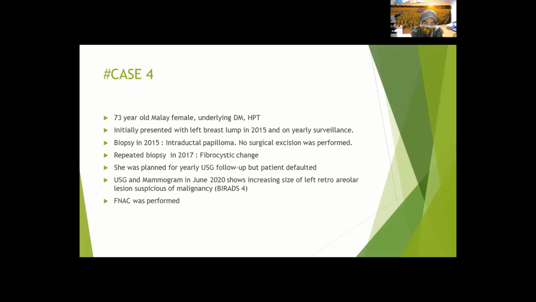However, the patient defaulted, and the latest ultrasound and mammogram in 2020, last year, showed an increasing size of the left retroareolar lesion. They were suspicious of BI-RADS 4. Because of that, they proceeded with FNAC.